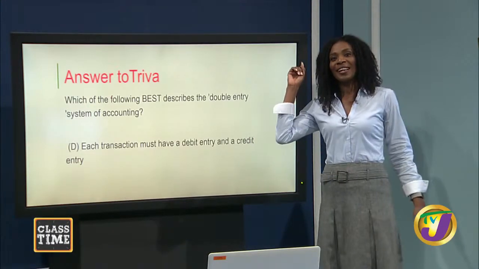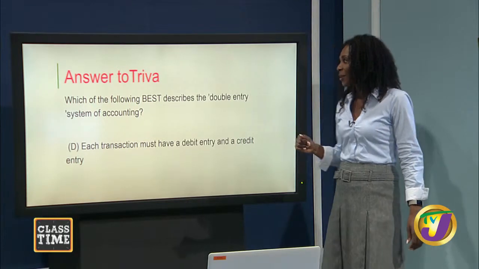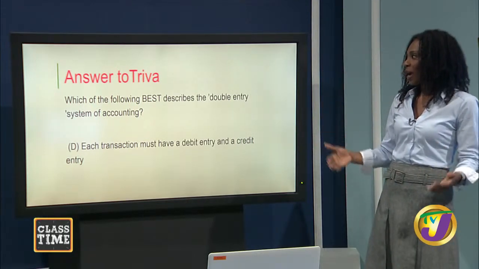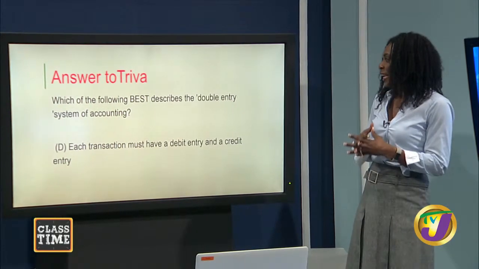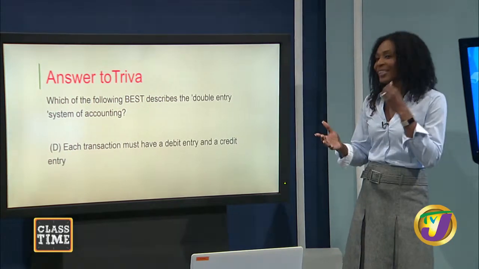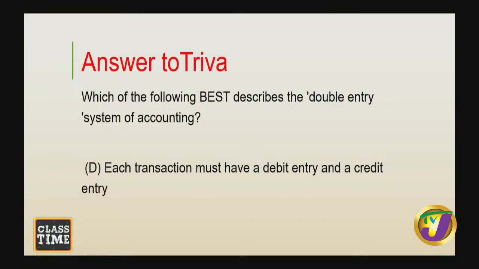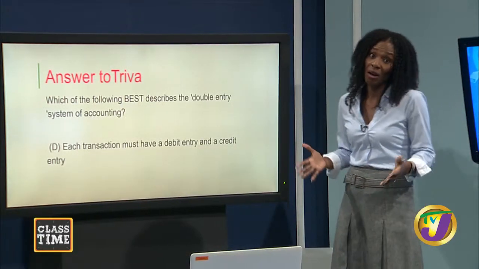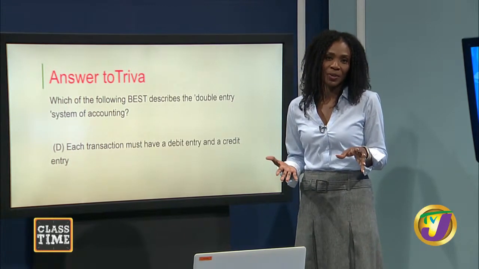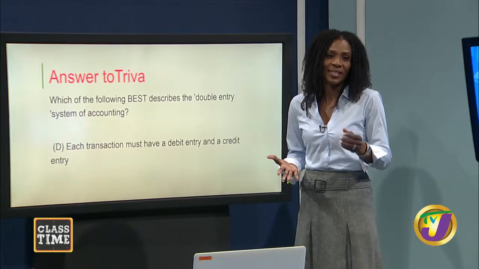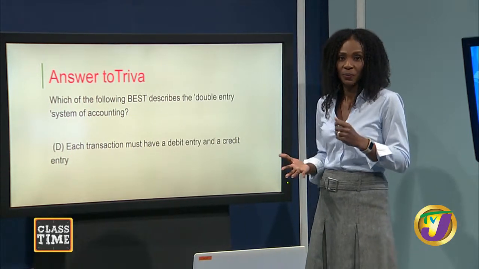Now, remember that trivia that I asked earlier? Here's the answer. Which of the following best describes the double entry system of accounting? The answer: each transaction must have a debit entry and a credit entry. Marlon, I know you'd get that right. All right, good. That's a common multiple choice question, you know. Once you master your principles, students, I don't know what CSEC can come with to beat you. All right?